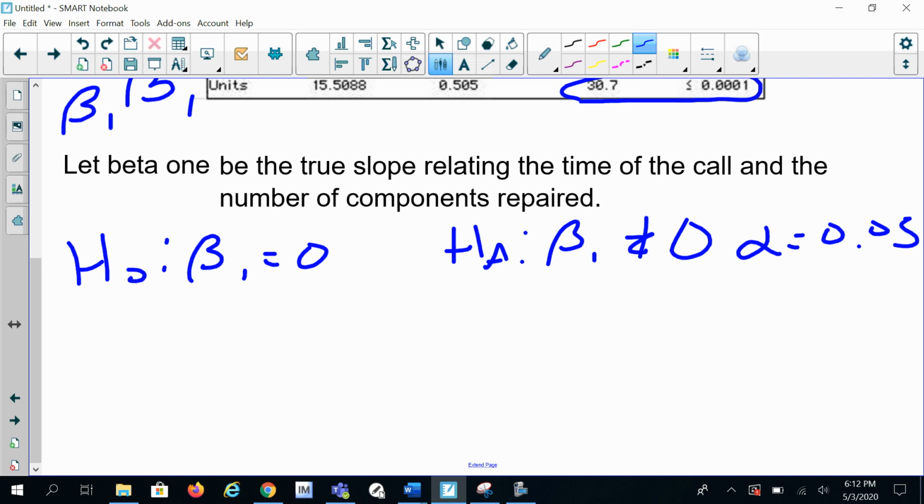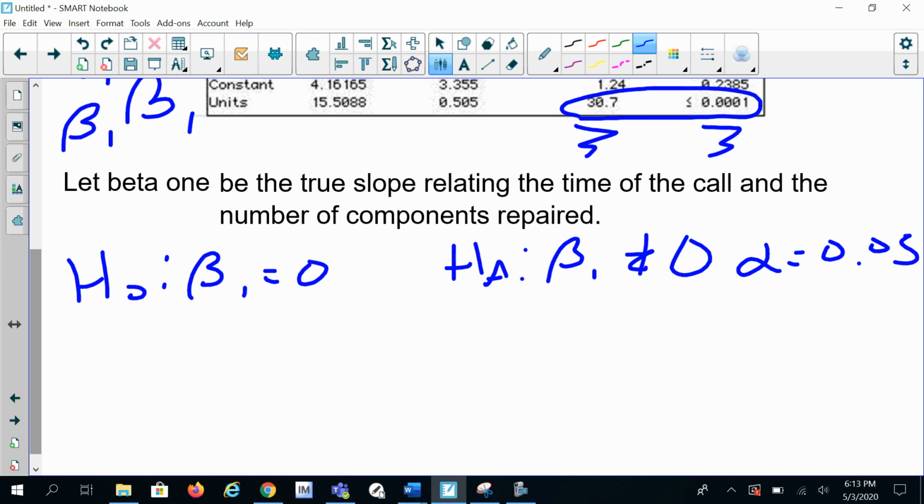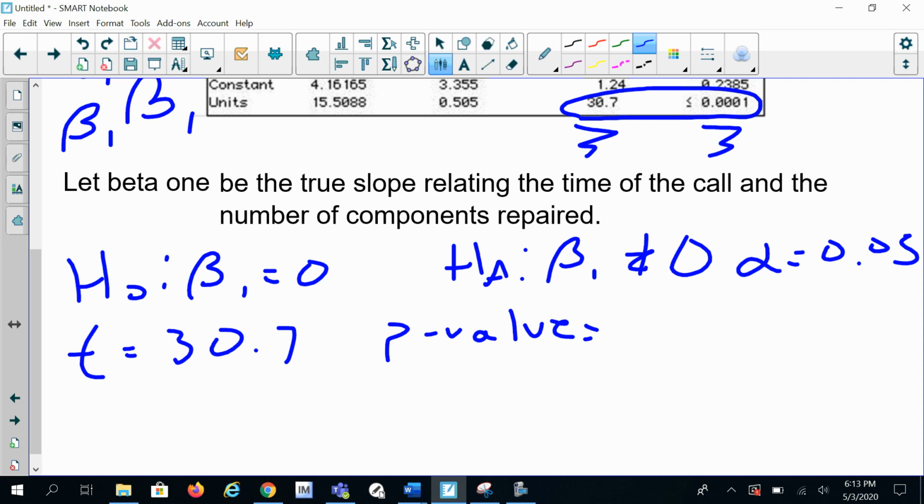So we did step 1, step 2. Step 3 and 4 were the t-score and the p-value, but I got some news for you. They're right here. Your t-score is here and your p-value is here. So all you have to do is write t equals 30.7, p-value is less than or equal to 0.0001.